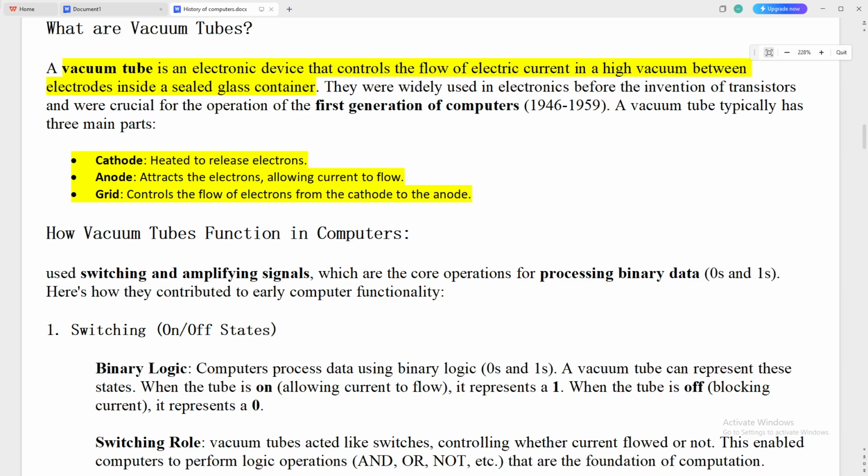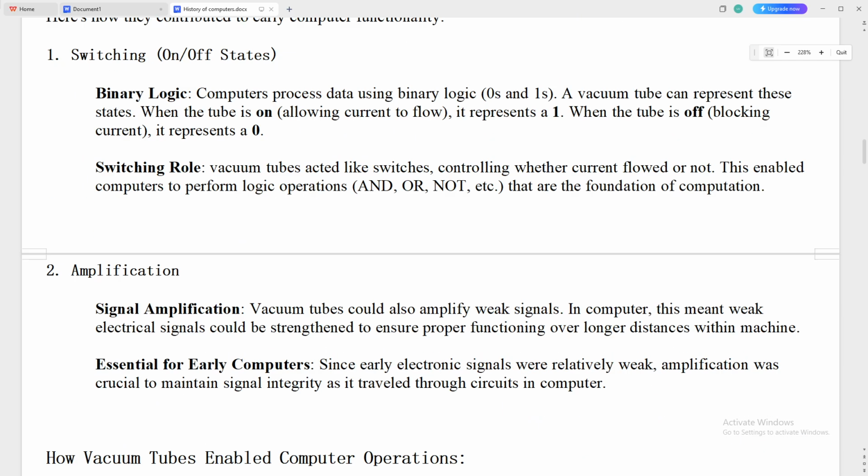As we know, binary data are 0s and 1s. So what a vacuum tube does is switching and amplifying signals. Now the question is how it does the switching and amplifies the signals. Okay, so give me 2 minutes.